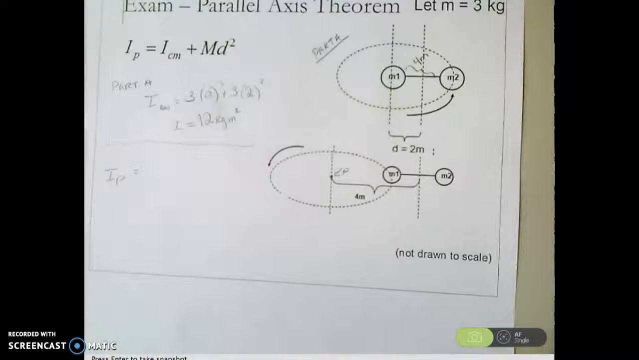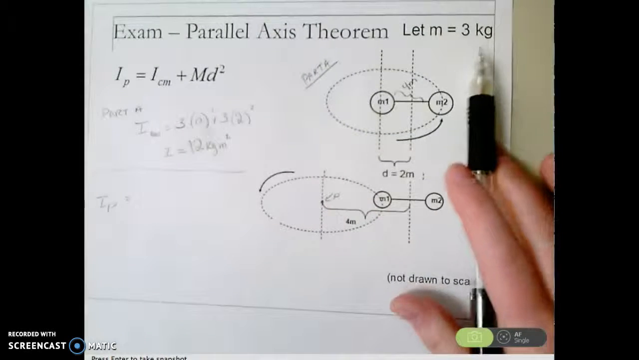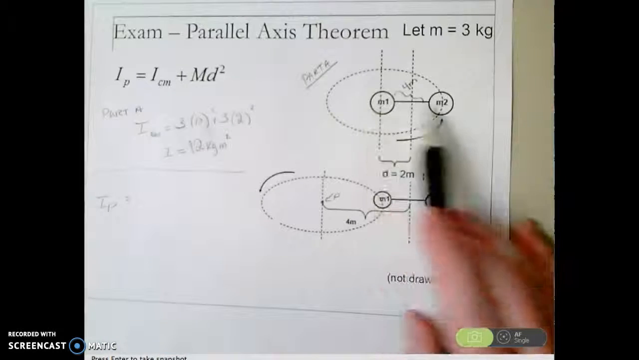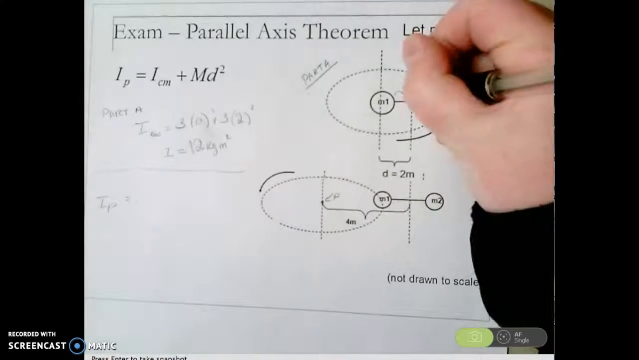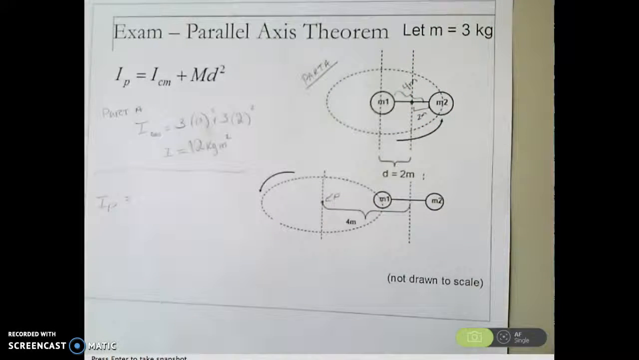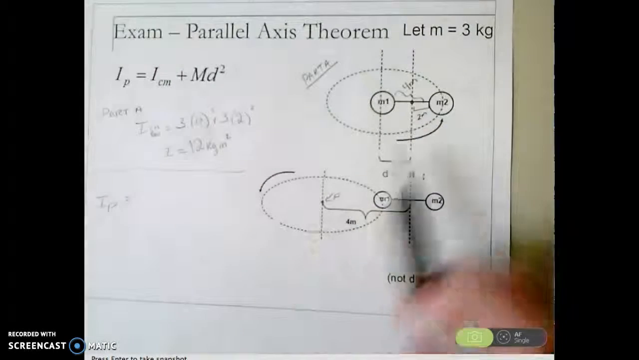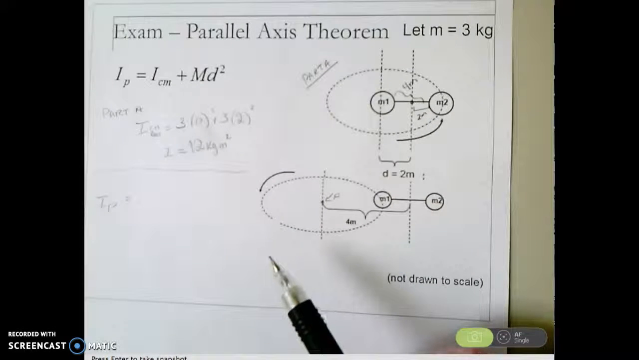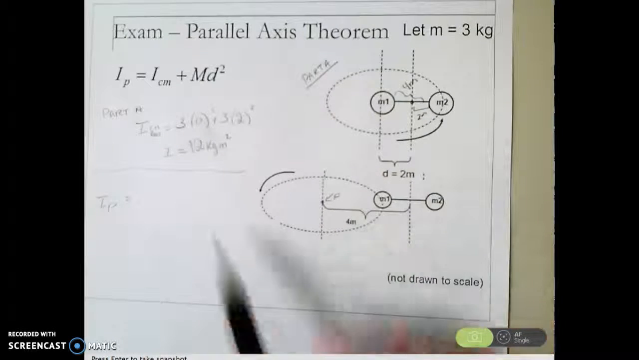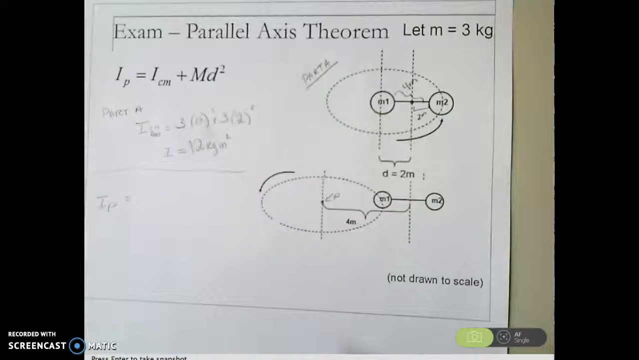So just to recap what we've done so far: if this were to rotate around the center of mass, and we're still using 3 kilograms for our masses, the length of this bar is 4, that means the distance to the center of mass would be 2 meters. Since both masses are equal in value, the center of mass occurs in the middle. So if we're trying to find the moment of inertia about our center of mass, we have 3 times 0, this is our fixed point, and then we'd have 3 times 2 squared, which gives us a moment of inertia of 12.